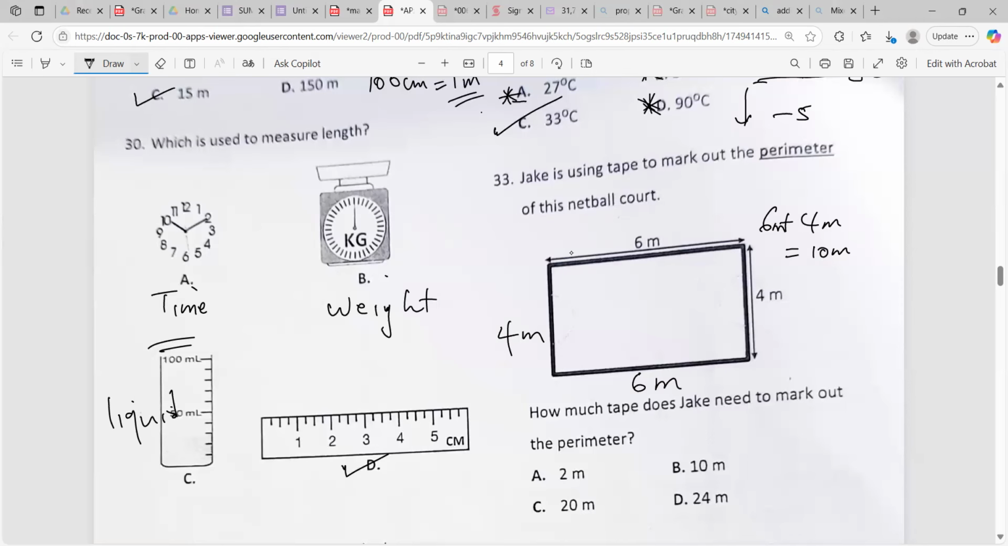Very good. The opposite sides of a rectangle are equal. All right, so continue. And then we get 10 on that side and 10 on the other. So 10 plus 10 is 20. So the answer would be C, which is 20 meters. Thanks so much, Jamelia.